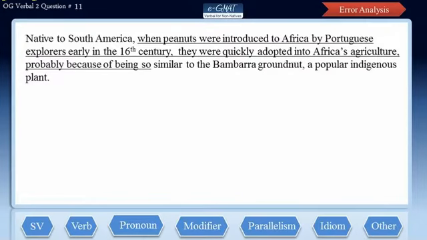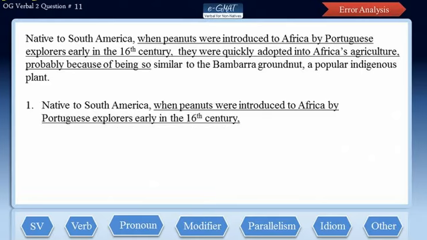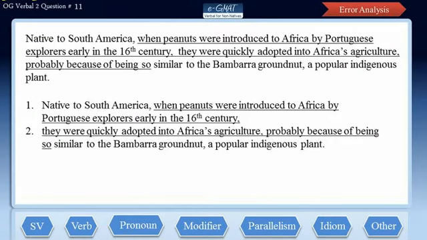Now let us evaluate the errors by splitting this sentence into smaller clauses. So here comes our first clause. Native to South America, when peanuts were introduced to Africa by Portuguese explorers early in the 16th century. Here peanuts is the subject and were introduced is the verb. Now comes our second clause that reads, they were quickly adopted into Africa's agriculture, probably because of being so similar to the Bambara groundnut, a popular indigenous plant. Here, they is the subject and were adopted is the verb.